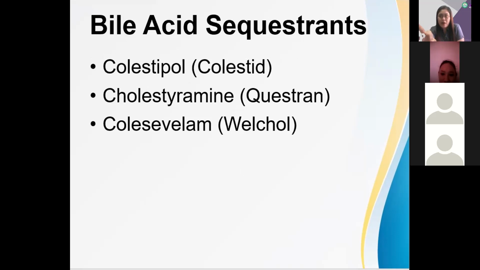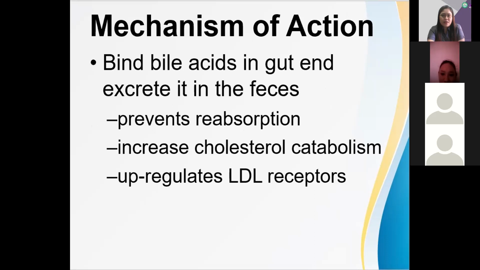So the third group of drugs used for lipid disorders is the bile acid sequestrants. Again, bile acid sequestrants. We have three here: cholestyramine, colestipol, and colesevelam. Again, cholestyramine, colestipol, and colesevelam are all bile acid sequestrants. Now, what is their mechanism of action?